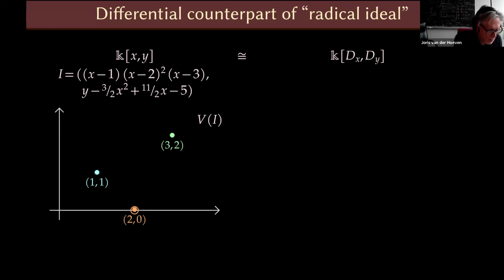So let us look at what happens for something that is non-radical. Let's take again the same points, but let's make one of these points double. So the ideal, if we leave out the square that you see here, would just be the three points that we had before. But now I just squared the x - 2 here, so this becomes a double point in the variety.